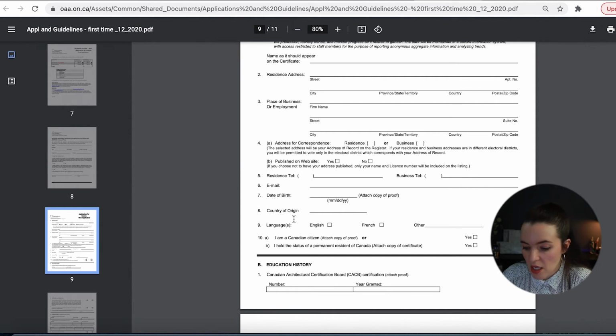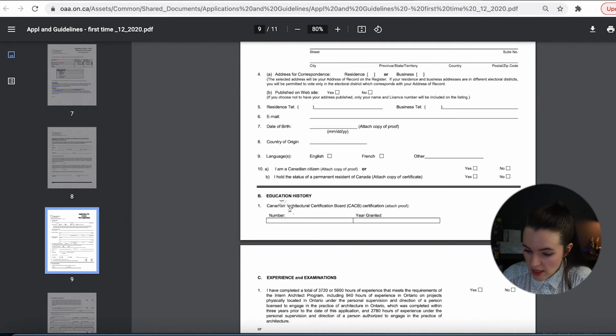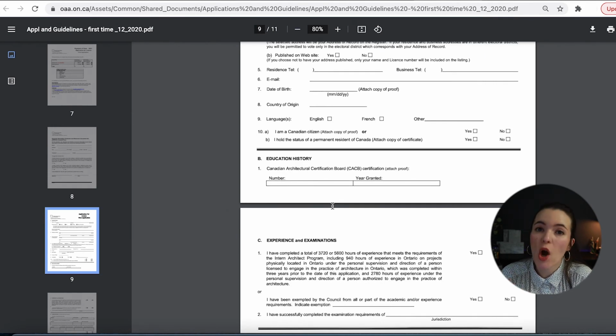So if you are Canadian, you would show your Canadian passport. If you are a permanent resident, then you would show proof of that through a scanned copy of that certificate. You also need to provide just the history of your education. So when you do get certified by the CACB, you're going to get a certificate number. So you need to include that number in your application and identify the year that you were granted that certification. And of course, you need to also scan a copy of your certificate as proof.